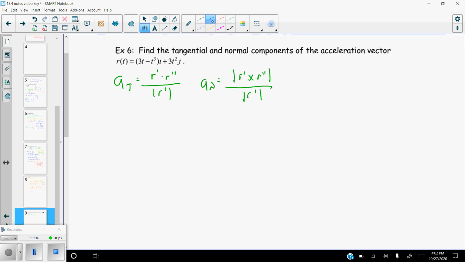So we need to find r prime, r double prime, and we're going to need to find the magnitudes of a couple of different things. So let's start off with the r prime.